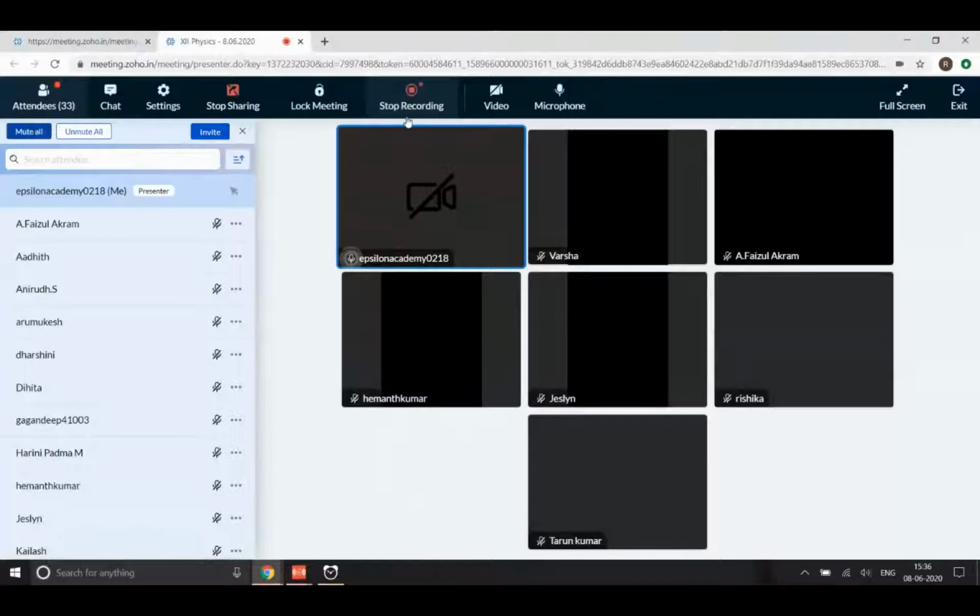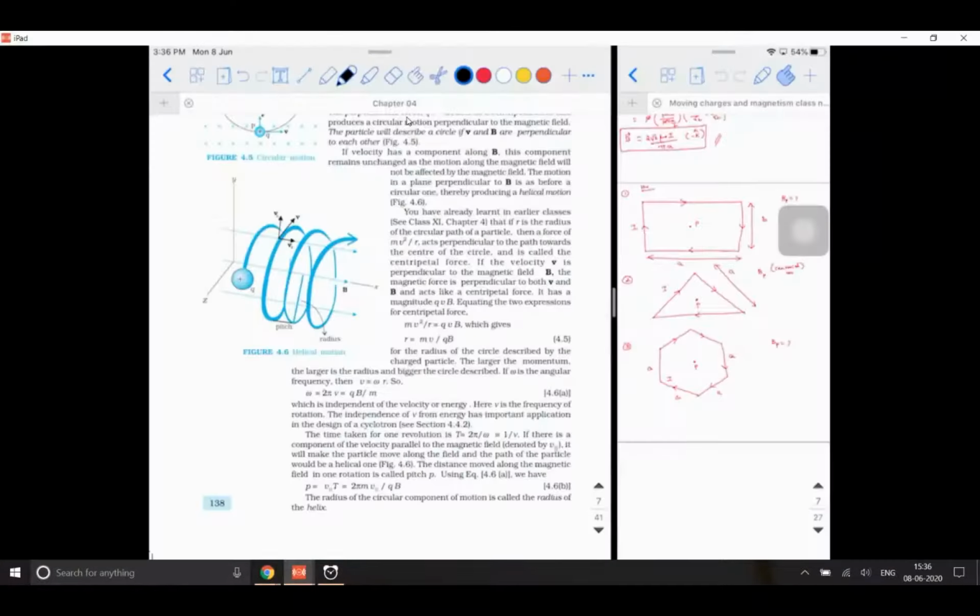Conductor, it generates magnetism around it. That's what the whole objective of this chapter is. As I told you in the previous class, in your 10th grade, you would have learned how to draw the field lines around different types of conductors and all those things.